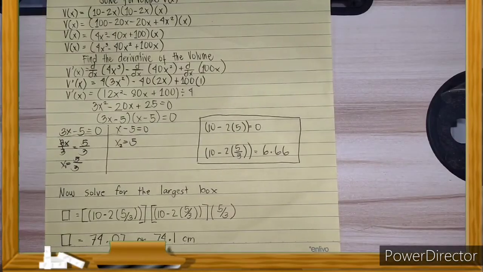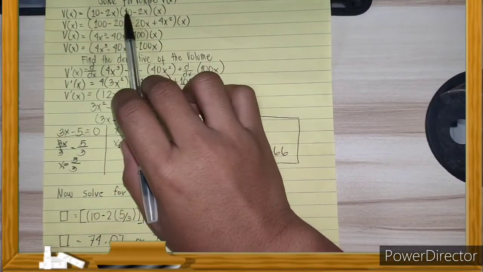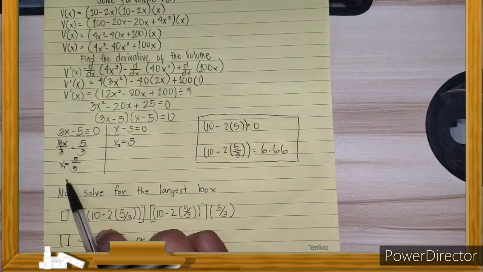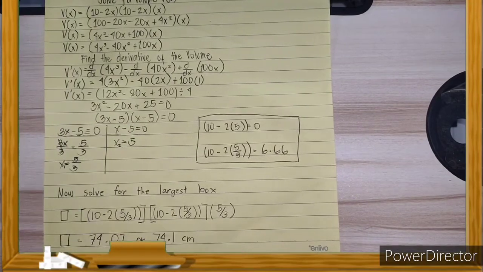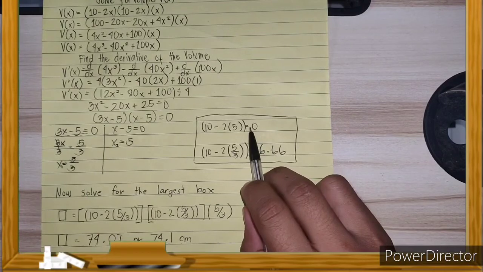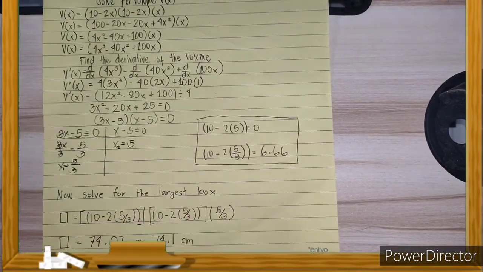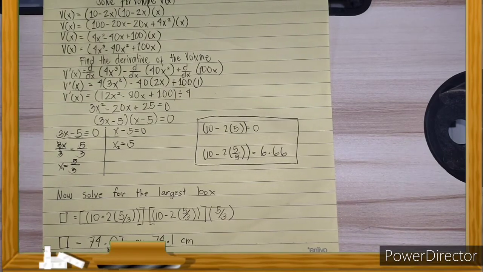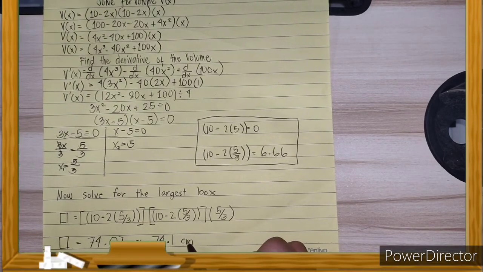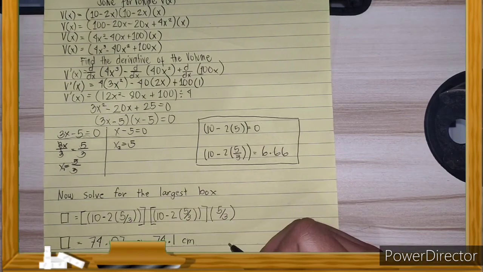Now we need to solve for the largest box by using this equation and the two values of our x. If we use x sub 2, it will become equal to 0. And if we use 5 over 3, it is equal to 74.07 or 74.1 cubic centimeters. Therefore, our maximum value is at 5/3.